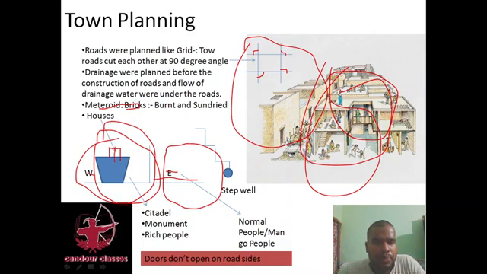Okay, apex area, the citadel will live here. Okay, rich people will live in the western side and the citadel will live at the peak of the highest area. Okay, then normal people will be in the eastern side.